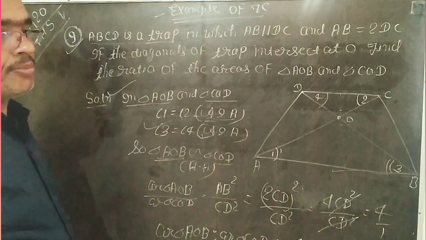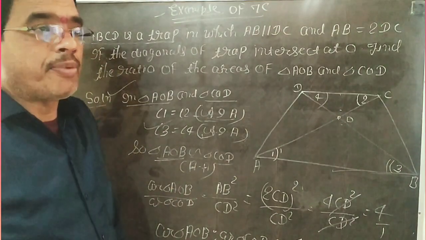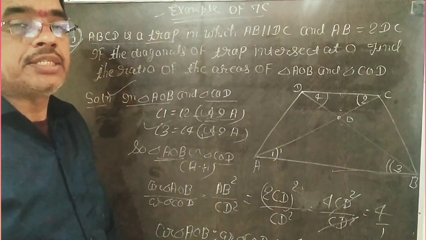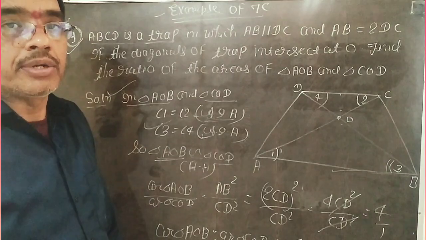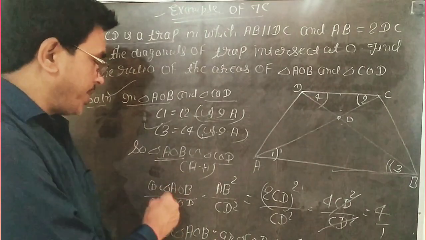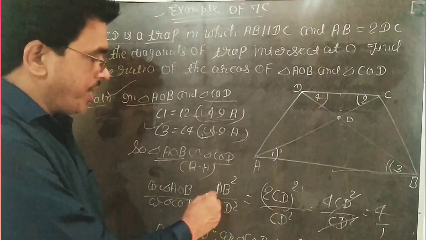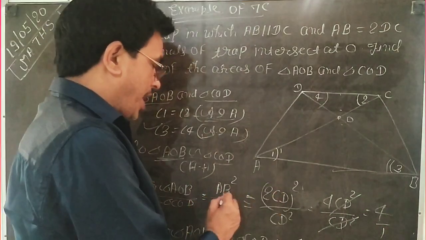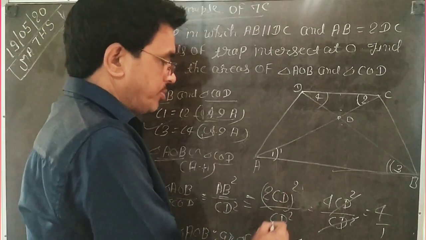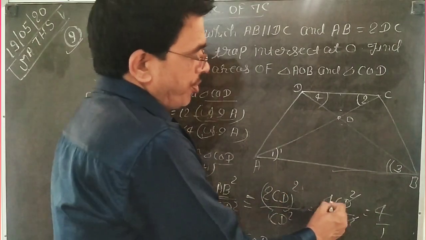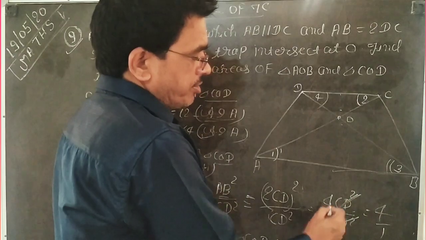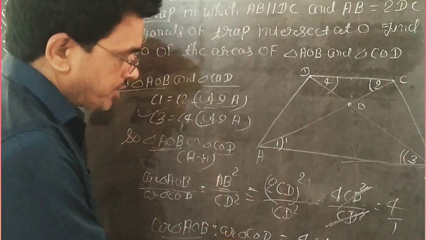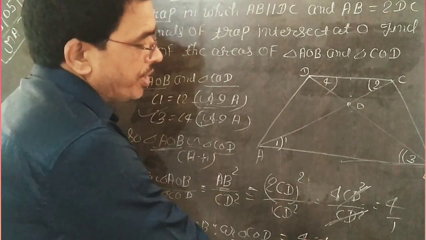If two triangles are similar, then you remember the first theorem of area: the ratio of their areas is equal to the square of their corresponding sides. So I write, area AOB by area COD is equal to AB square by CD square. Then it is equal to, in place of AB, (2CD) whole square by CD square. Then 4CD square by CD square, CD square cancels, then 4 by 1. Therefore, area AOB to area COD is 4:1.